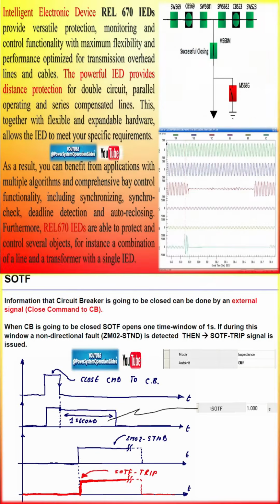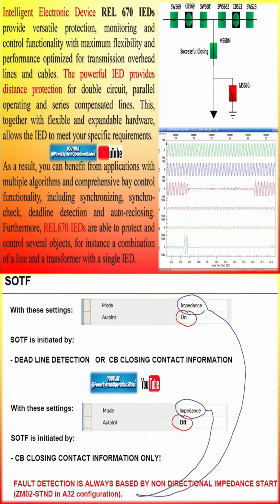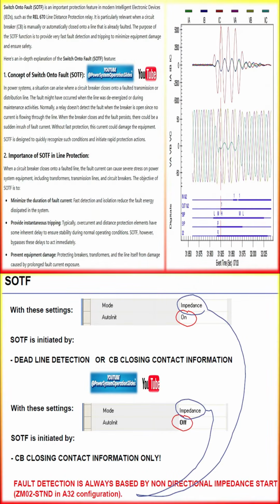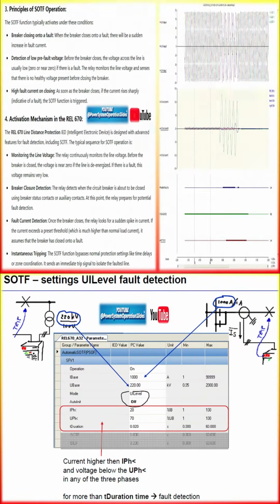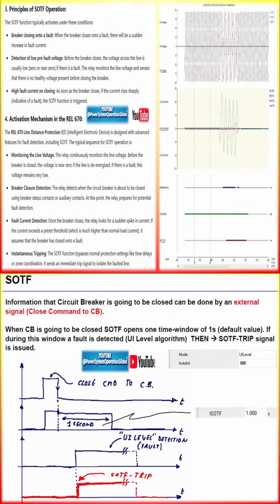Switch on to fault, SOTF, is an important protection feature in modern intelligent electronic devices (IEDs) such as the REL670 line distance protection relay. It is particularly relevant when a circuit breaker (CB) is manually or automatically closed onto a line that is already faulted. The purpose of the SOTF function is to provide very fast fault detection and tripping to minimize equipment damage and ensure safety. Here's an in-depth explanation of the switch on to fault (SOTF) feature.